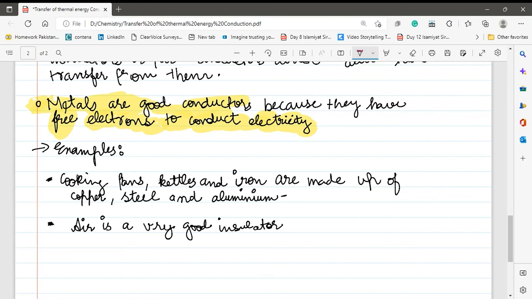So this is the introduction, and I have discussed the first mechanism. Inshallah, in the next videos, I will discuss the rest of the two mechanisms of the transfer of thermal energy, which are convection and radiation. So go through these videos, and if you have any problem, you can ask.